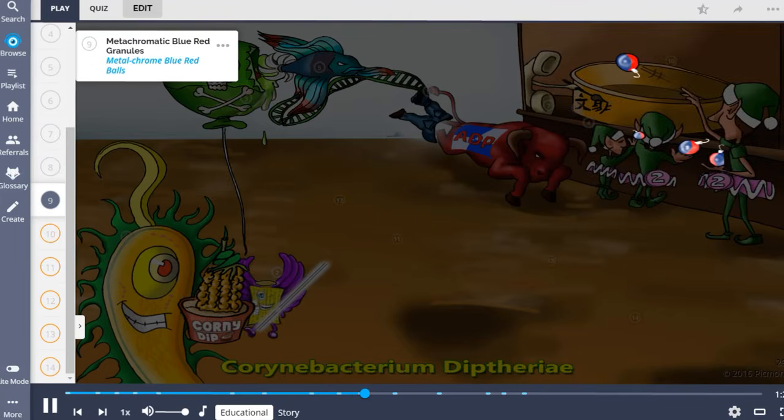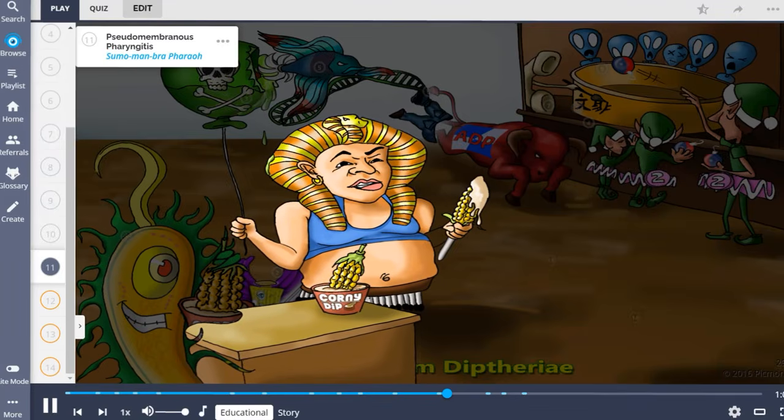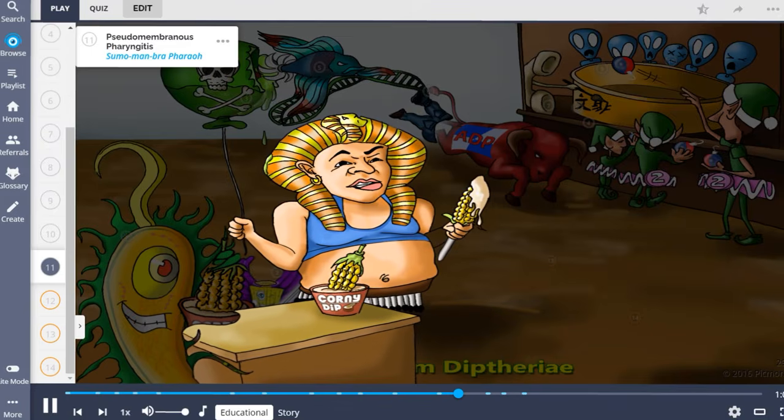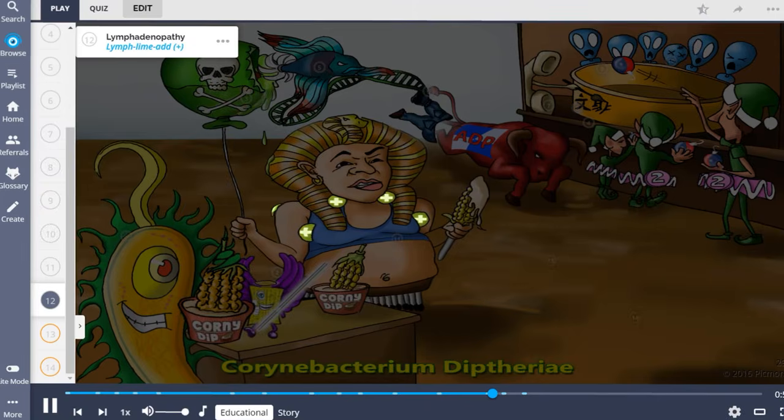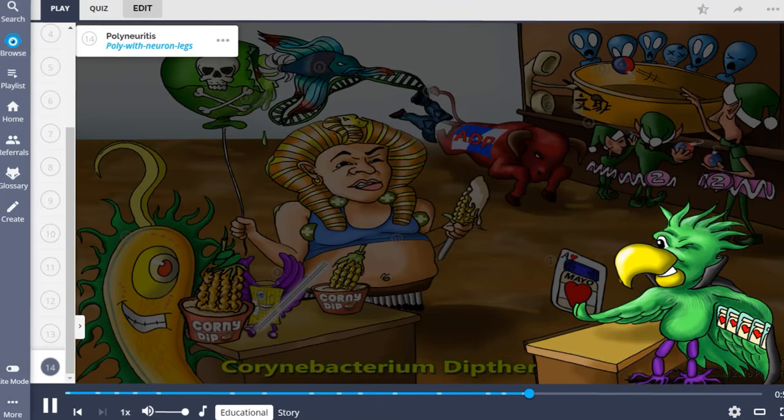Cultures may also contain inclusion bodies that stain as metachromatic blue-red granules, pictured as the metal chrome blue-red balls. More specifically, the inclusion bodies stain red, while the bacillus itself turns blue when stained with an aniline dye, like methylene blue, depicted as the alien stained blue. Corynebacterium diphtheriae causes the disease diphtheria, which is an upper respiratory tract illness characterized by pseudomembranous pharyngitis, represented by the sumo-membrane pharaoh, along with lymphadenopathy, shown as the lymph Lyme ad. Later stages of disease can include myocarditis, shown by the Mayo heart card, and polyneuritis, illustrated by the poly with neuron legs.